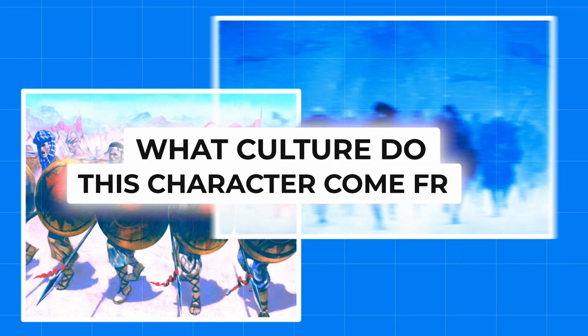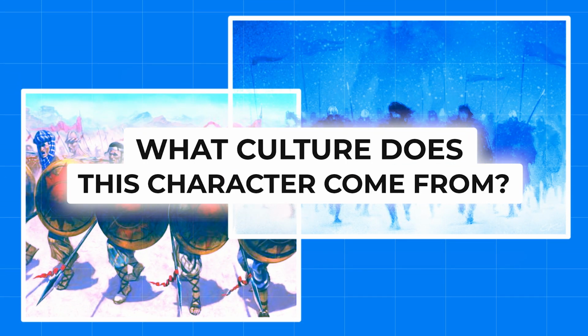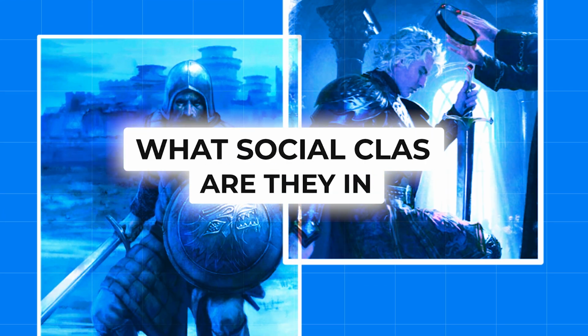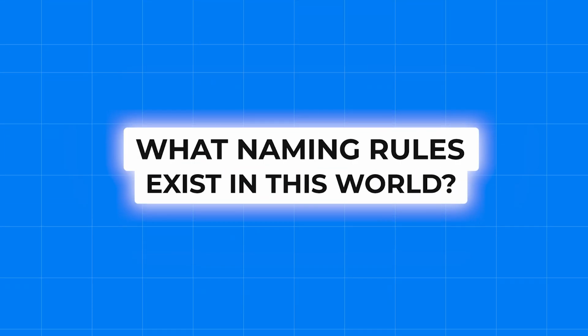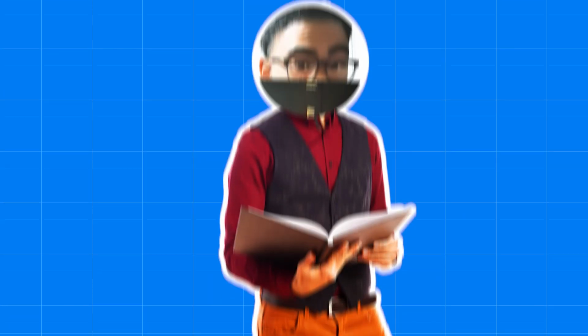There are 3 key questions when using this method. What culture does this character come from? What social class are they in? What naming rules exist in this world? Let's look at an example.